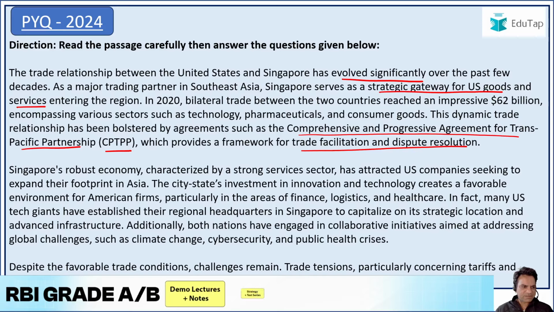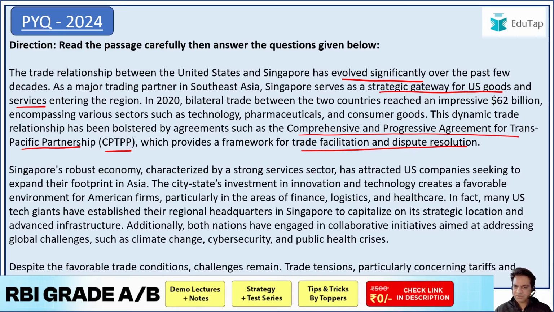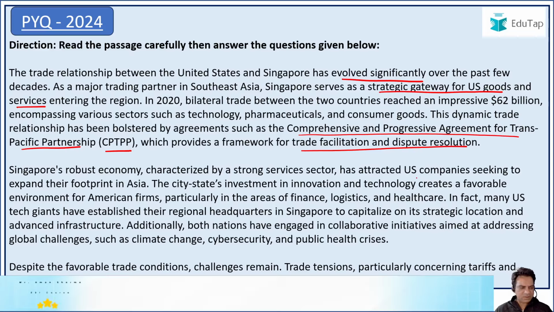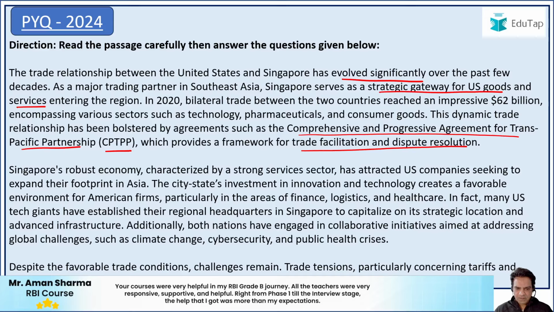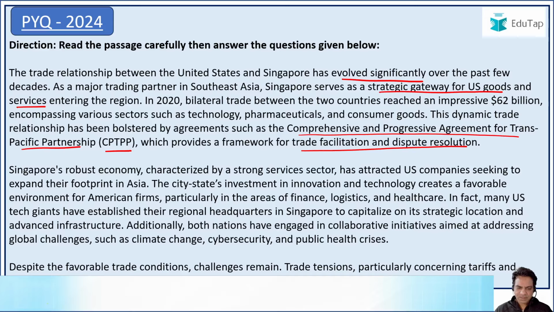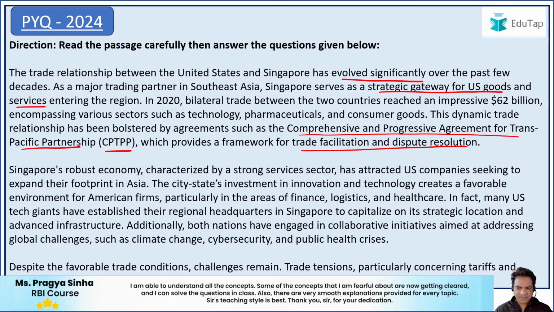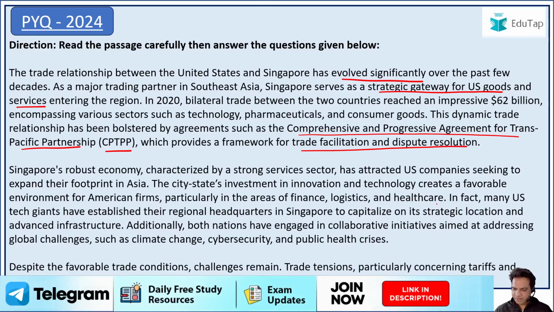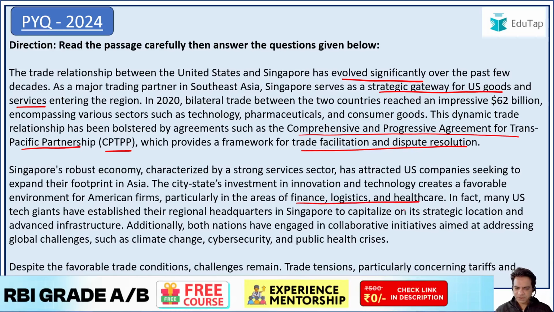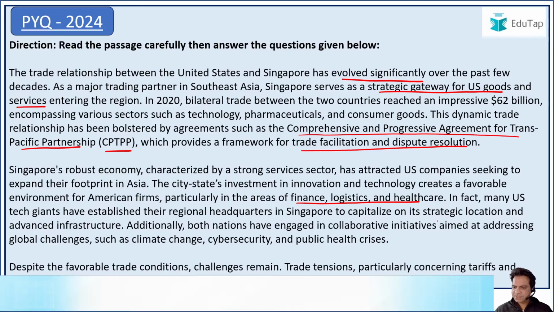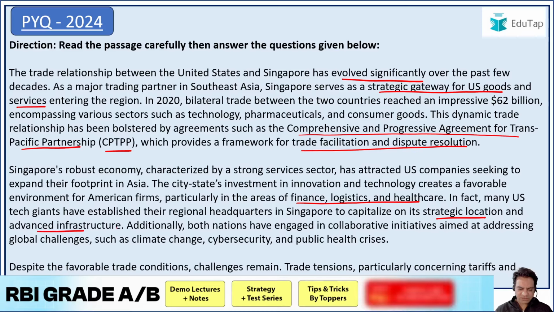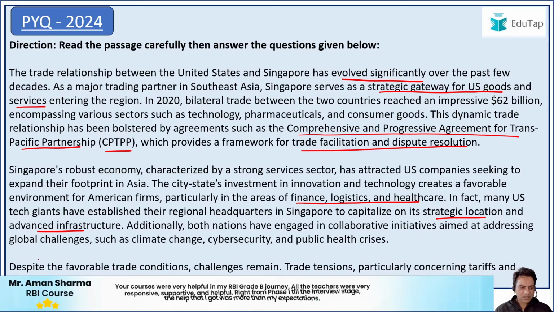All right, next paragraph. Singapore's robust economy, characterized by a strong services sector, has attracted US companies seeking to expand their footprint in Asia. The city-state's investment in innovation and technology creates a favorable environment for American firms, particularly in finance, logistics, and healthcare. In fact, many US tech giants have established their regional headquarters in Singapore to capitalize on its strategic location and advanced infrastructure. Additionally, both nations have engaged in collaborative initiatives aimed at addressing global challenges such as climate change, cybersecurity, and public health risks.